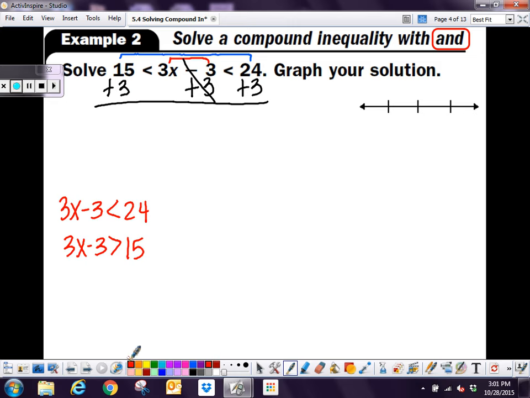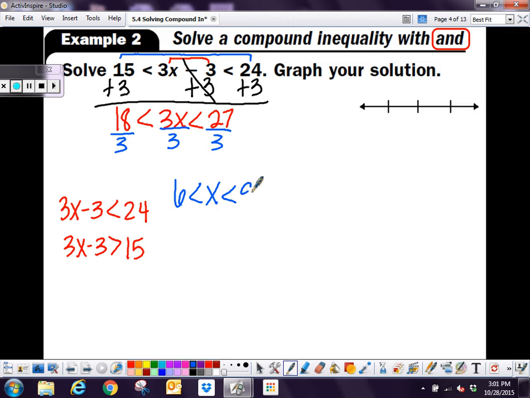All right, so now I have 15 plus 3 is 18, is less than 3x, is less than 27. Now we're still trying to get x by itself, so how do we get the 3 off? Okay, we're going to get the 3 off by dividing by 3, but you have to do it everywhere. Okay, once we do that, 18 divided by 3 is 6, is less than x, is less than 9.